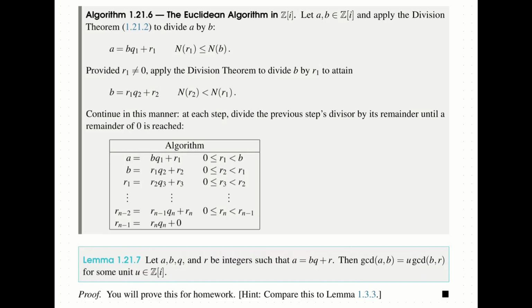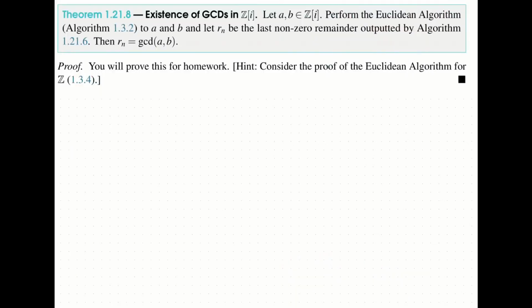The proof of the algorithm revolves around the following lemma. Specifically, we have a, b, q, and r, which are Gaussian integers, with a equal to b times q plus r. Then the GCD of a and b is equal to a unit times the GCD of b and r. So this will be part of your homework. And as a consequence of the lemma, you will show the existence of greatest common divisors in the Gaussian integers.